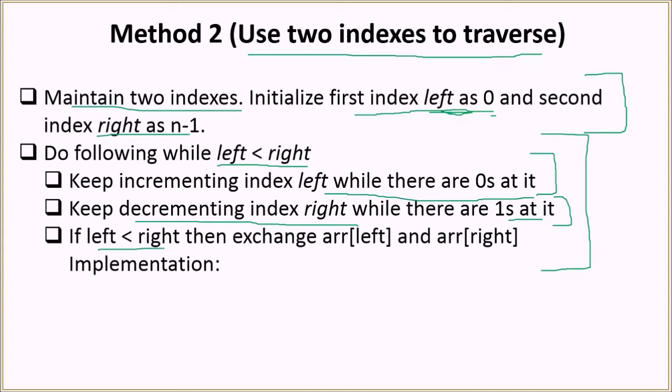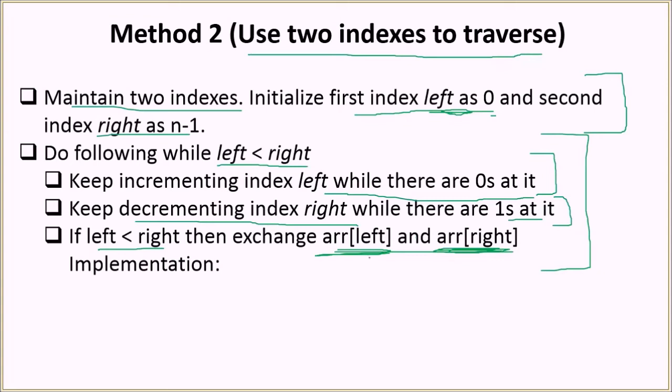So if left is smaller than right, then what we do is we just exchange the array element at left index and array element at right index. So this will be basically 1 here, and this will be 2. Sorry, this will be 0. So we'll be swapping the values 0 with 1, thereby placing them at the correct positions.